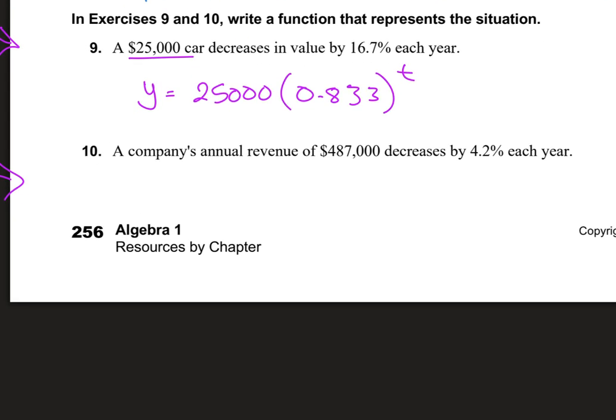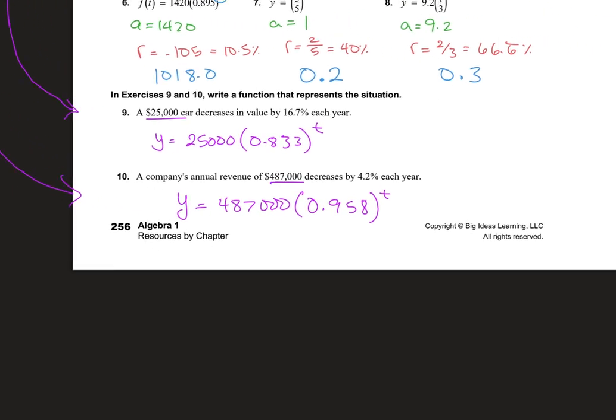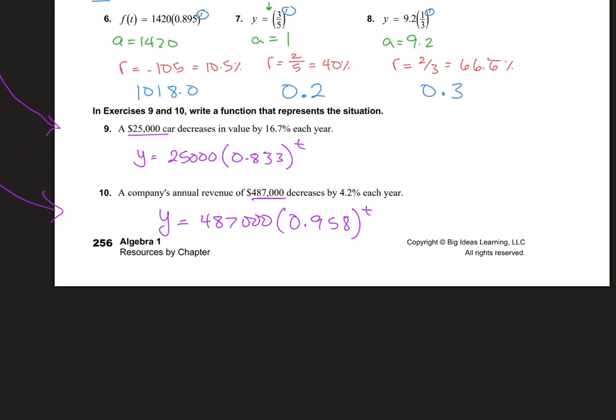Next, we've got a company's annual review of that much money, and it decreases by 4.2%. So that's going to be 1 minus 4.2%, which is going to end up looking like this, 0.958 to the t power. And if you're like, I don't really get how that works, let me write out the detail to the right.